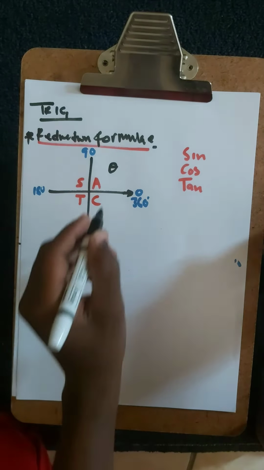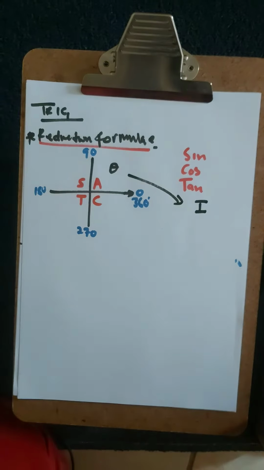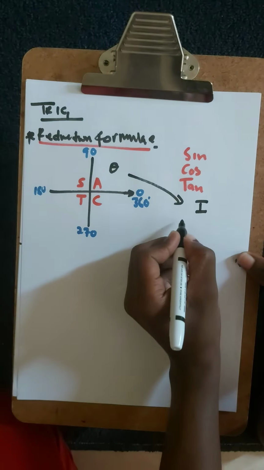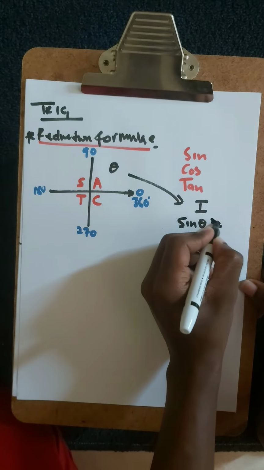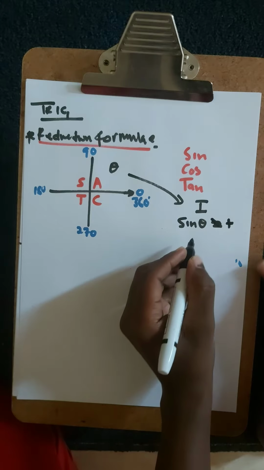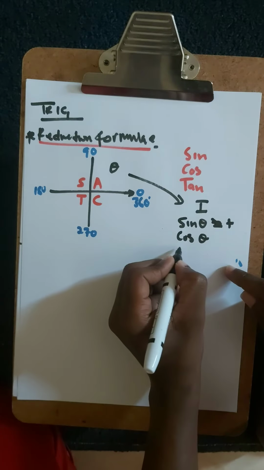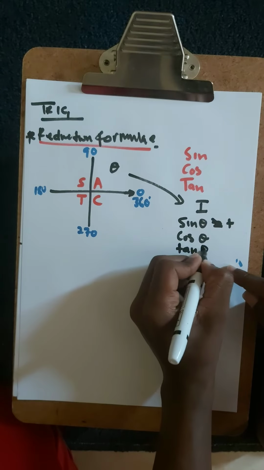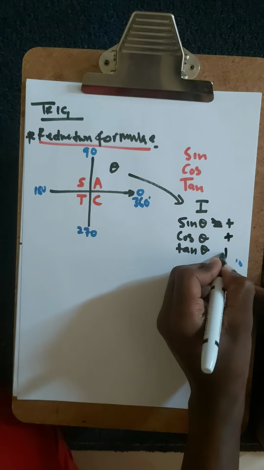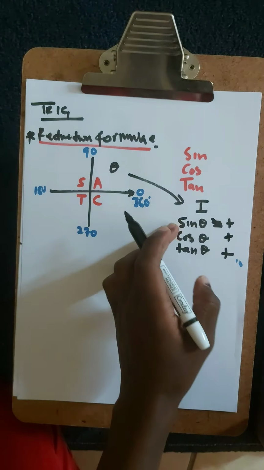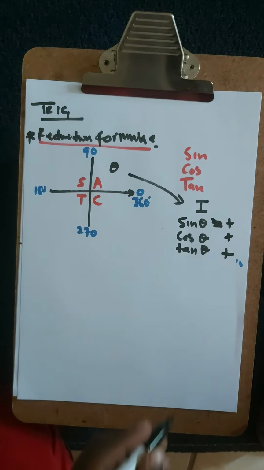Okay, so when I'm looking at the first quadrant, it means my sine theta is positive. Then what do we have also? We have cos theta, which is positive also. And we also have tan theta, which is also positive. So this is what we have from the first quadrant. Sine is positive, cos is positive, and tan is also positive.